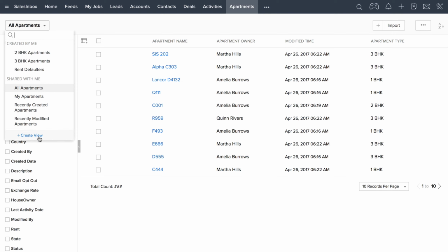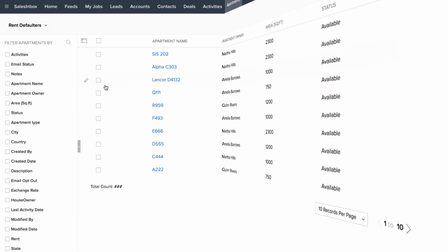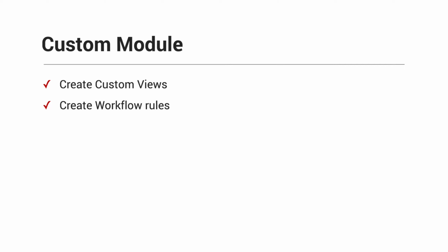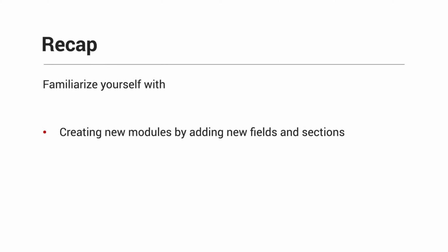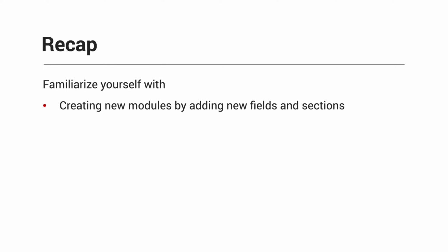You can create custom views for this module just as you would do for a default module in the CRM. I have filtered some apartments based on apartment type and rent defaulters. You can also create workflow rules and generate reports for this module. Before you move on, please make sure you familiarize yourself with creating new modules by adding new fields and sections and defining module and field permissions.